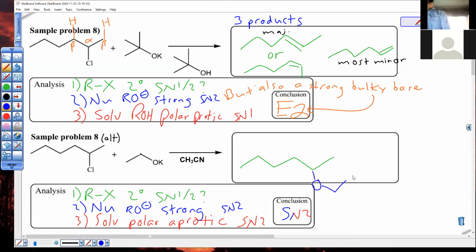Without a starting stereocenter, I don't know. If this was S, this would be R, because that's what SN2 does. If this was R, this would be S. And there's no other products here. Just these two, this one product, the SN2 product.